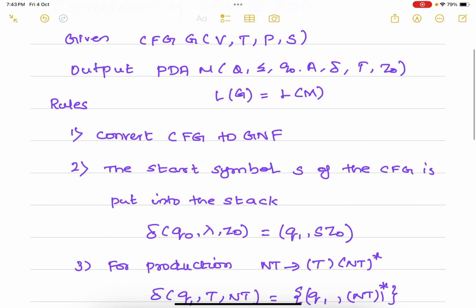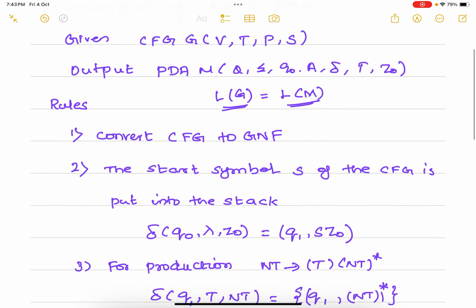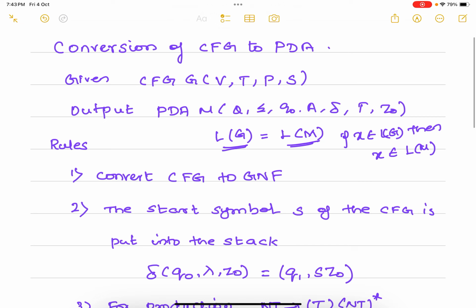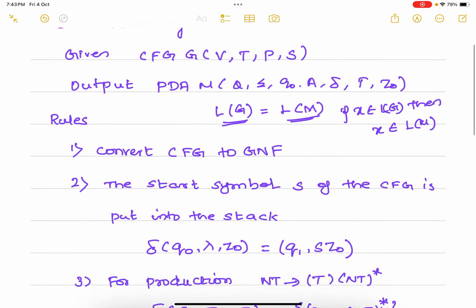That is, the strings in the language that is accepted by this grammar should be equal to the strings in the language that is accepted by this push-down automata. If some x belongs to L of G, then the same x should also belong to L of M. That's what equivalence means. So we are going to convert a given context-free grammar to its equivalent push-down automata.